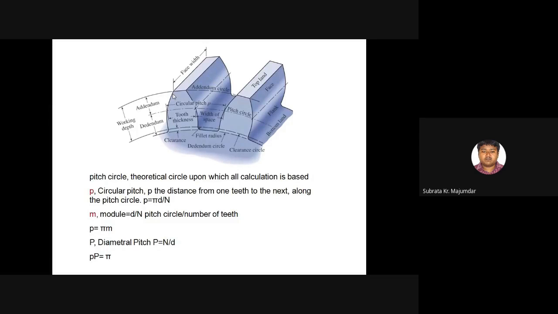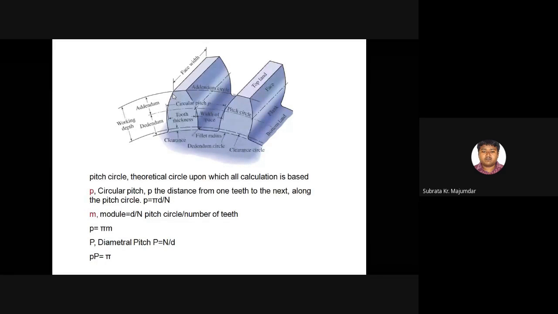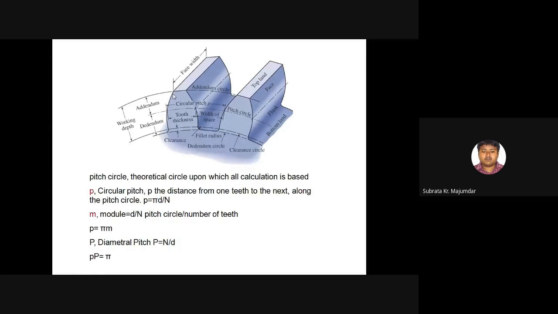Now we are becoming the tooth space. What is tooth space? It is the width of space between two adjacent teeth measured along the pitch circle, known as the tooth space. These ones are the width space, these ones are the tooth thickness.